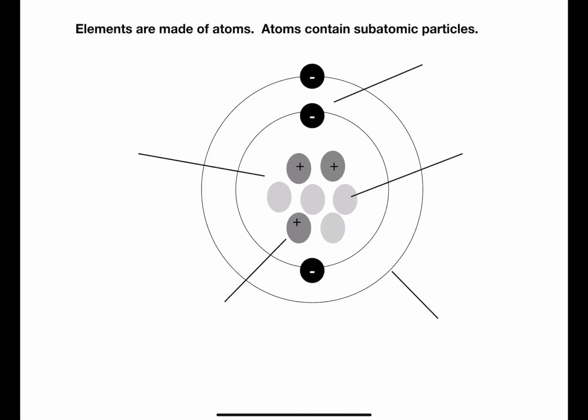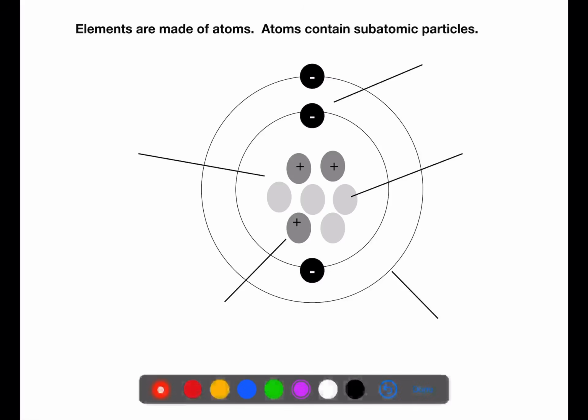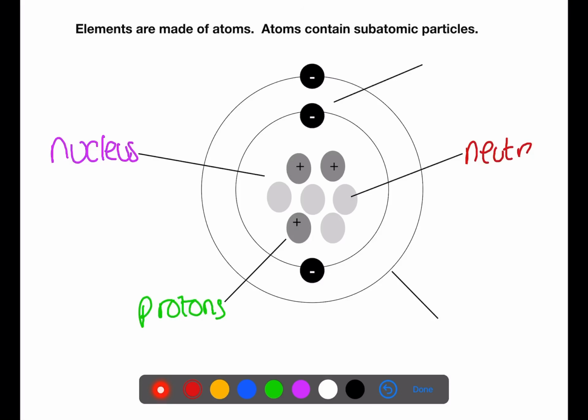First, let's look at the atom. All elements are made of atoms, and atoms themselves are made of subatomic particles. Here's a diagram of a simplified atom. In the centre of the atom, you have the nucleus. The nucleus is made up of two particles. There are positively charged protons and neutral neutrons.